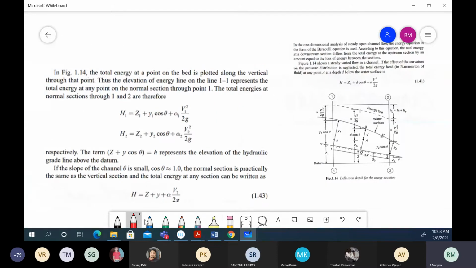So what will happen is, suppose your hf, most of the time this loss may be a friction loss.